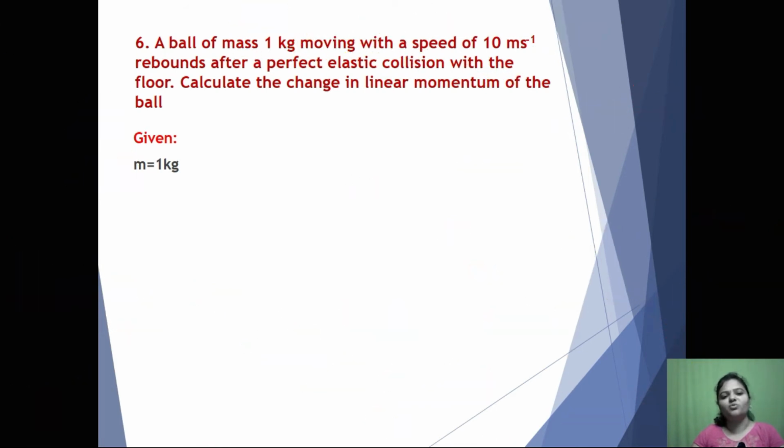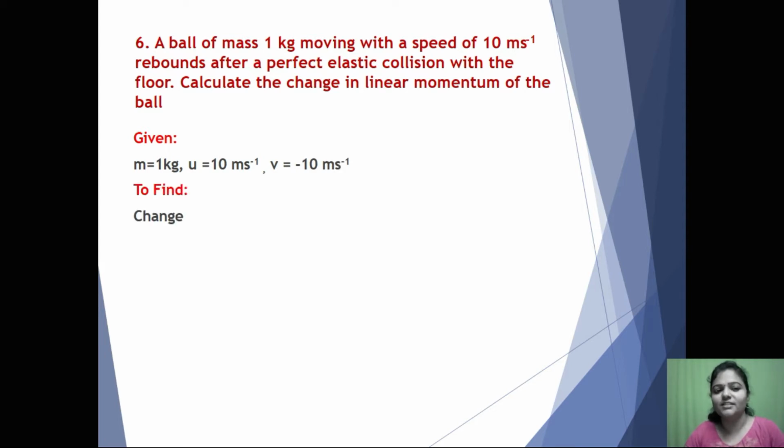A ball of mass 1 kg moving with the speed of 10 meter per second rebounds after a perfect elastic collision with the floor. Calculate the change in linear momentum of the ball. So we will start the problem with the given. The mass is given as 1 kg. The initial velocity is 10 meter per second. The final velocity value is also 10 meter per second since it is rebounding. So the sign alone will change. So we have to find the change in linear momentum.